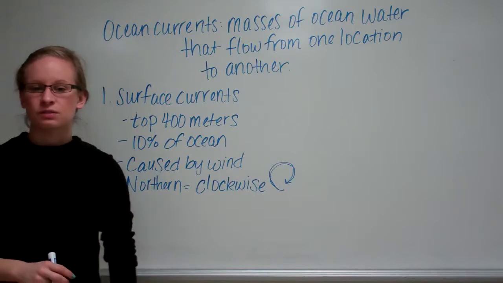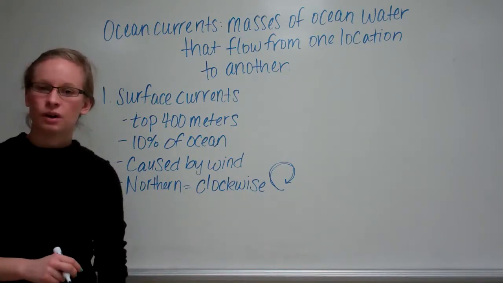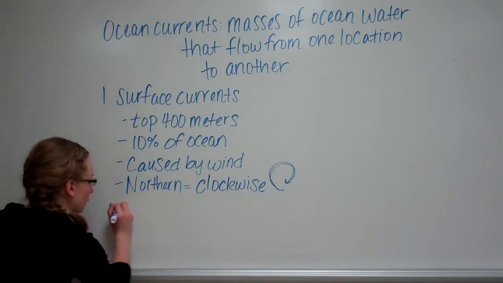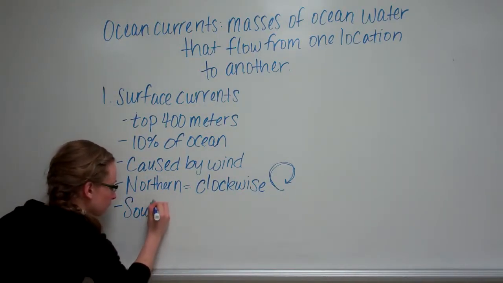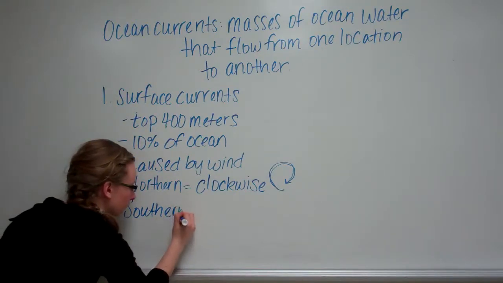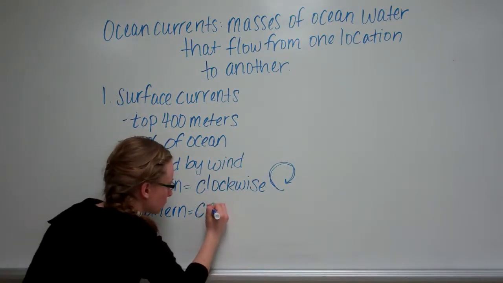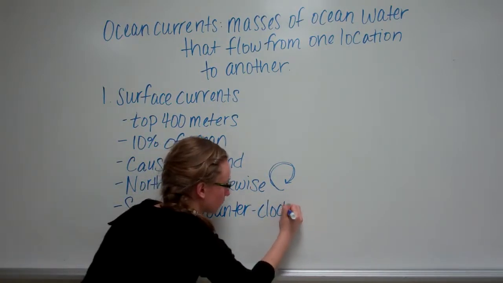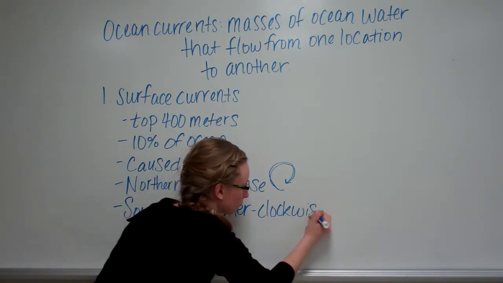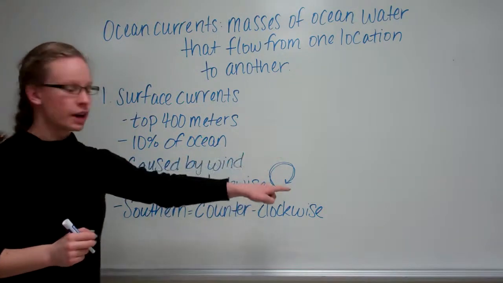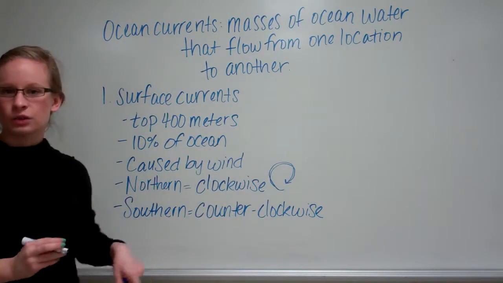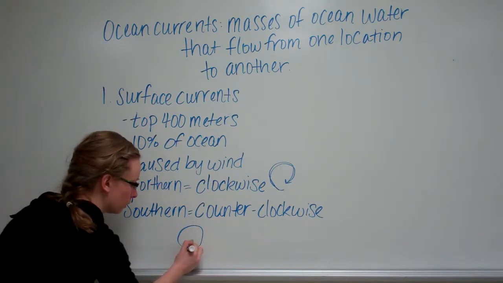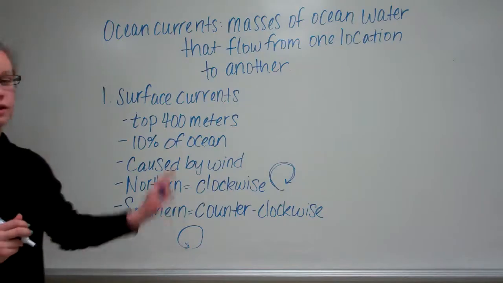But in our southern hemisphere, we have the opposite direction, so our ocean currents are going to be moving in a counterclockwise direction. Okay, and so if we're flowing that direction in the northern hemisphere, we'll flow the other direction in the southern hemisphere. So we'll be flowing in that direction. Okay, so those are our surface currents.